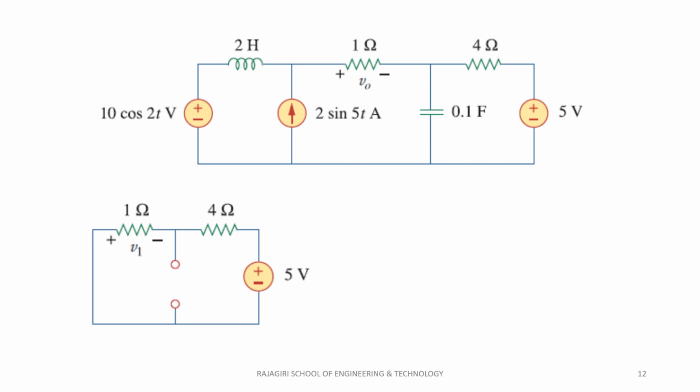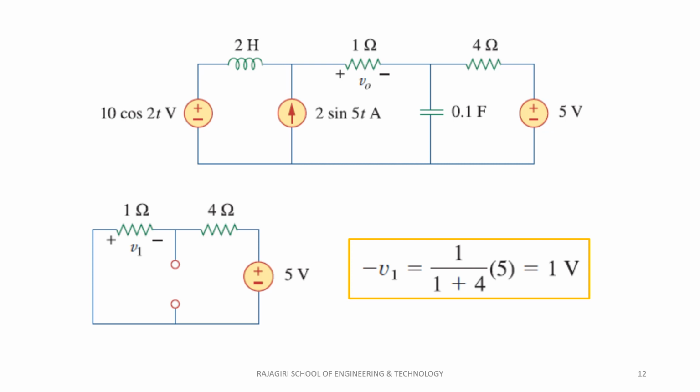Let us begin by considering the effect of the 5 volt DC source on the voltage across the 1 ohm resistor. After simplification, we can simply apply voltage division rule and determine V1 to be minus 1 volt. Note the reversal of polarity in the voltage V1 with respect to V0.